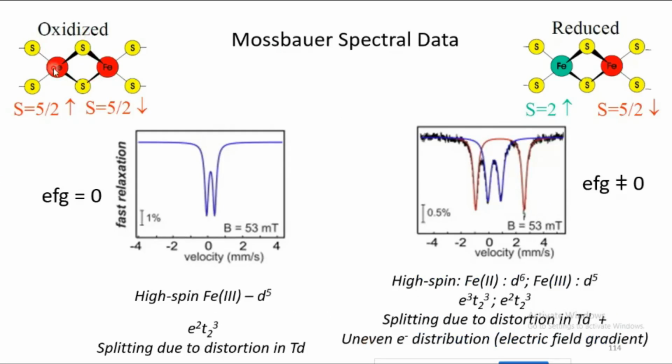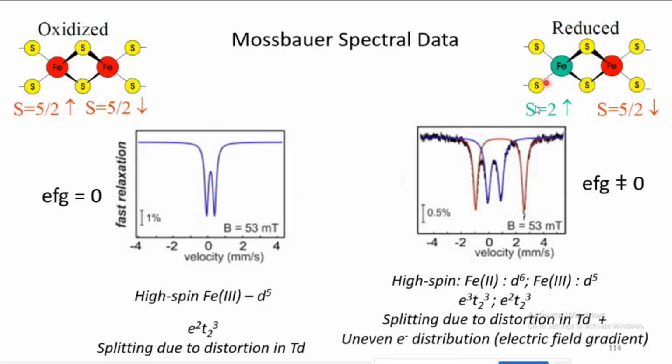So we well know that when we have the high spin iron 3, we expect a single line spectrum. Here there is no electric field gradient operating in both the iron centers, but the ligand field is not the same, so it will automatically undergo quadrupolar splitting of the single line into a double line with a small quadrupolar splitting parameter.